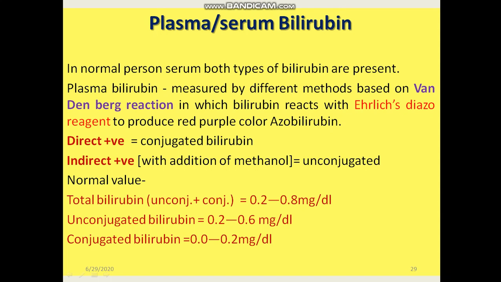Normal value of total bilirubin. What is total bilirubin? It is the sum of conjugated bilirubin and unconjugated bilirubin. The normal value of total bilirubin is 0.2 to 0.8 milligram per dl, and unconjugated bilirubin is 0.2 to 0.6 milligram per dl, while that of conjugated bilirubin is 0 to 0.2 milligram per dl.